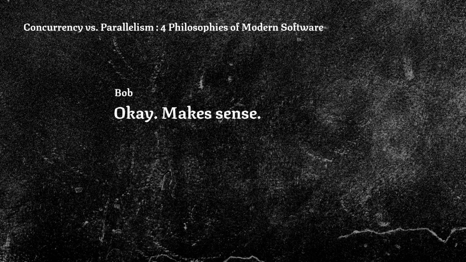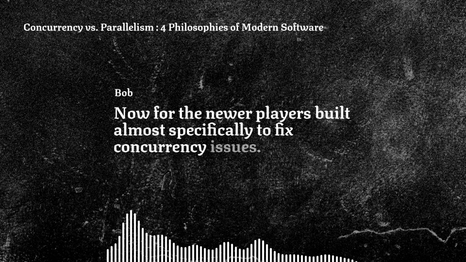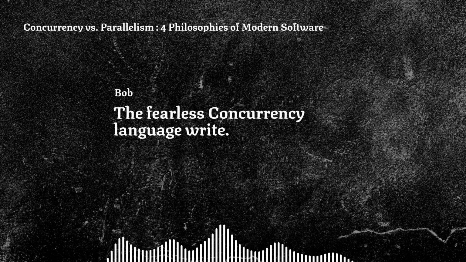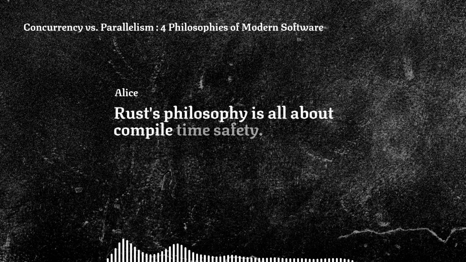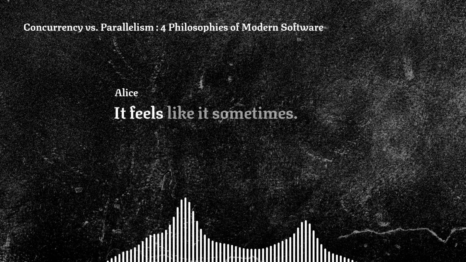Okay, makes sense. Now for the newer players, built almost specifically to fix concurrency issues. Let's talk Rust, the fearless concurrency language. Right. Rust's philosophy is all about compile time safety. This is radical. How does it work? It sounds kind of magical. It feels like it sometimes.